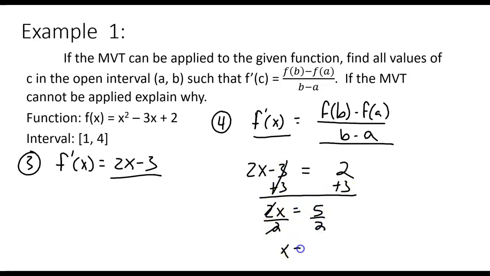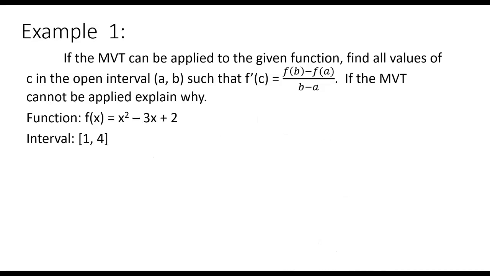Remember how we said that it would be somewhere between 2 and 4? And we said, well, maybe it's 3, but maybe not. Well, it's not quite that. It's 5 over 2, which is 2.5. So that is the point on our curve where the tangent line is parallel to the secant line.